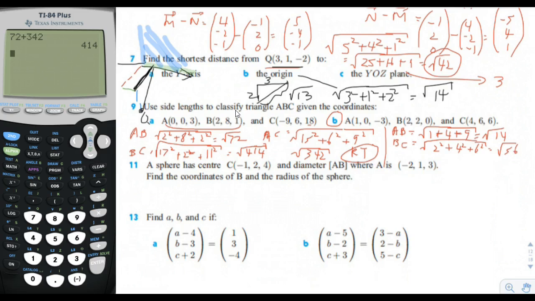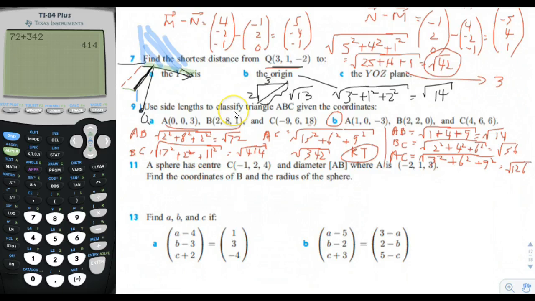Okay, and then the last one is AC. So AC is equal to 4 minus 1, 3 squared, 6 minus 0, 6 squared, 6 minus a negative 3, 9 squared. Wow, that's a big number. So 81 plus 36 plus 9, square root of 126.